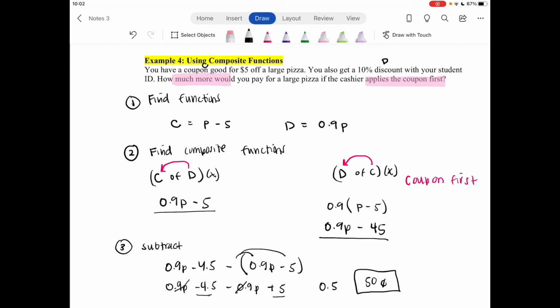So these might be some little things that you don't quite think about when you have a coupon and a discount at a store, but the order in which they're applied really does matter.